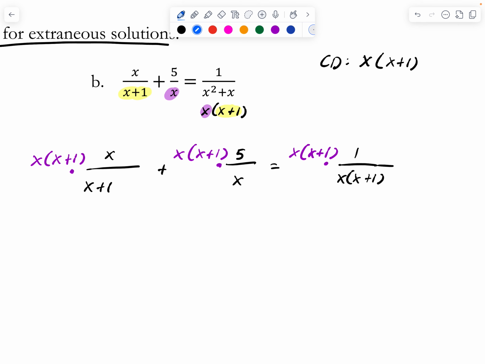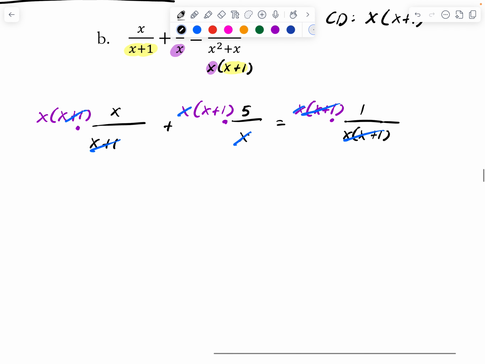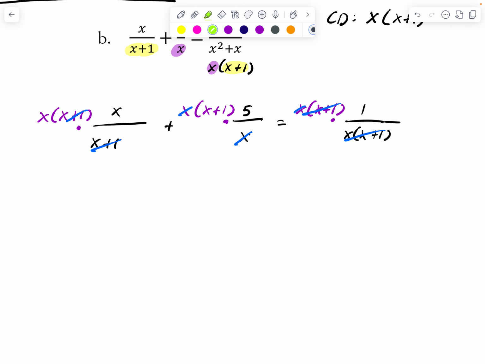And the reason is that if I went now and crossed out the common factors, you would see that all of my denominators are gone. So in this one, what's left is x times x, which is x squared. What's left here is going to be 5 times x plus 1, which is plus 5x plus 5. And what's left here, if you look, is just the 1. There's nothing else left, so equals 1.